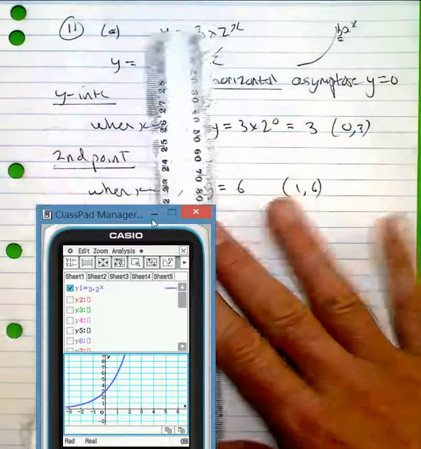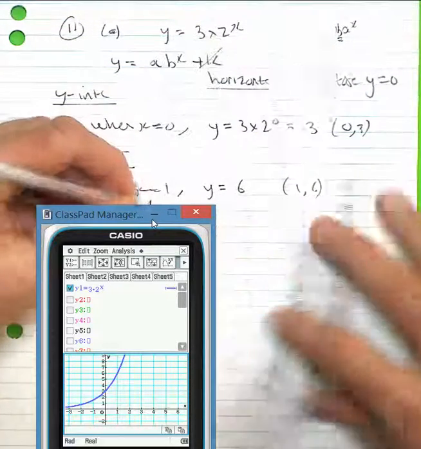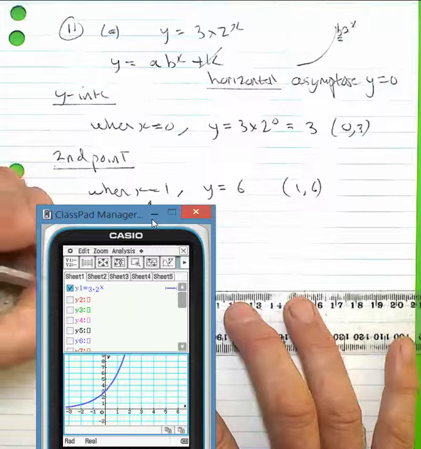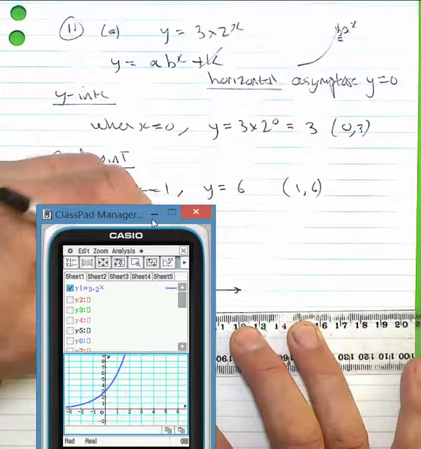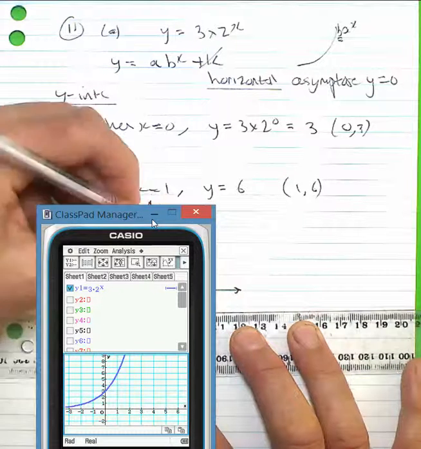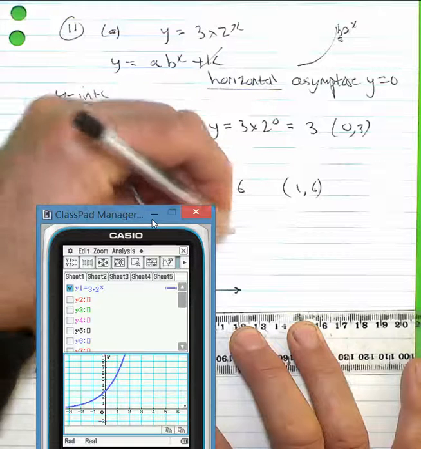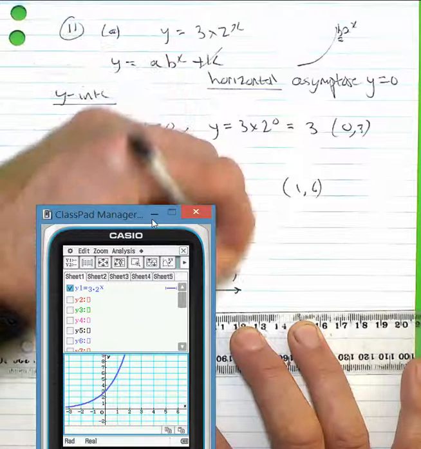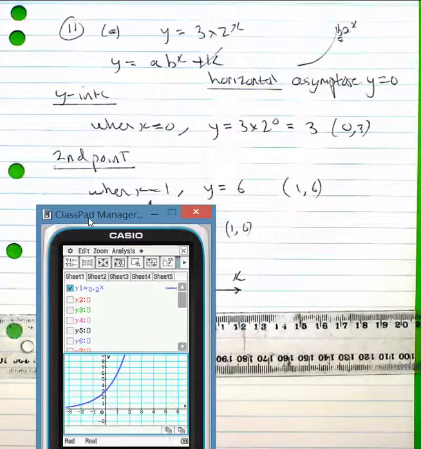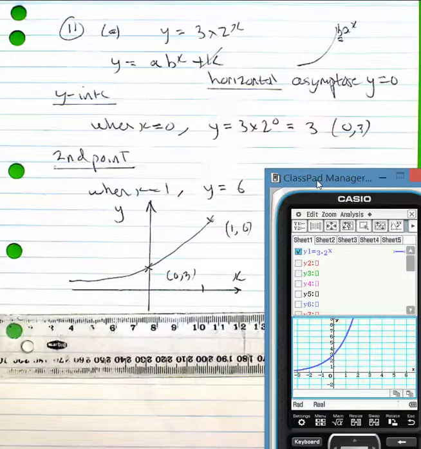Sketching that up. Get a graph just as we saw on our calculator.